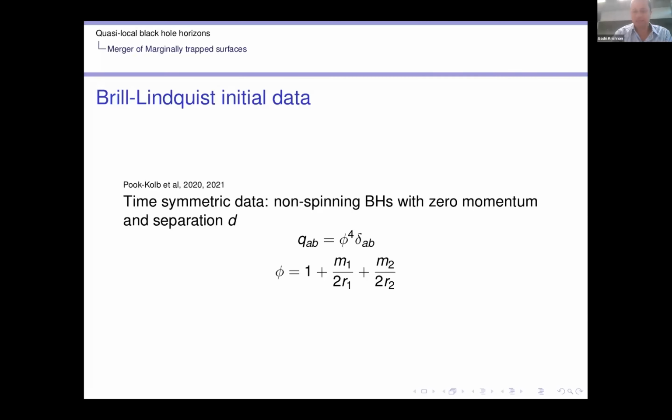So the 3-metric, which again I'm calling q here, is given by the conformal factor multiplied by the Euclidean metric. The conformal factor here is the Brill-Lindquist data, of this particular form. What R1 and R2 are: you have to imagine Euclidean space, just R3, with two punctures on the space, and you measure the distance of any point from these two punctures. These distances are R1 and R2. The conformal factor is given by this expression, with M1 and M2 being the bare masses of the two punctures.